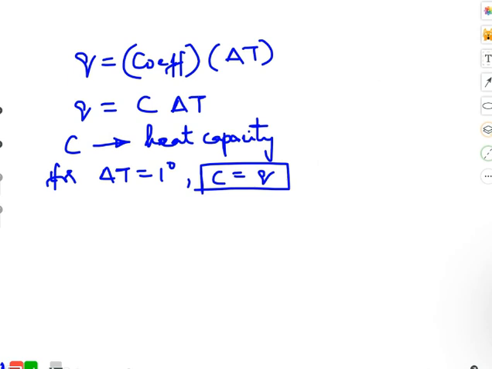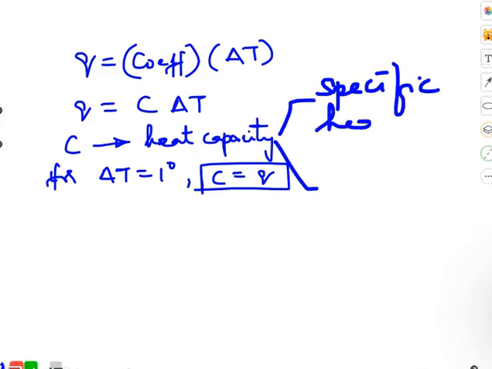So then there is something called specific heat capacity and heat capacity. Molar heat capacity is heat capacity by number of moles. Specific heat capacity and molar heat capacity.